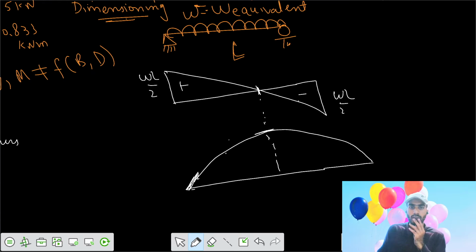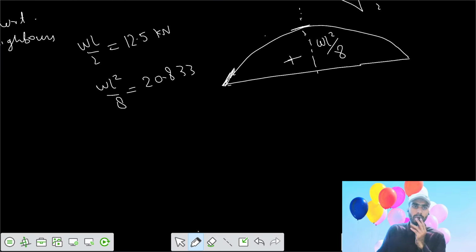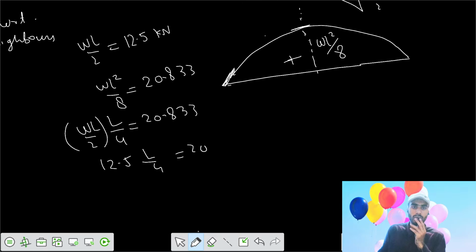We have that result that the bending moment here is WL square by 8, positive. If you substitute the value that WL by 2 is your maximum shear force, and that we equate to what we got, that 12.5 kilonewton, and your WL square by 8 equals 20.833. Then we substitute the value of WL by 2 in this part. I say that WL by 2 into L by 4 equals 20.833. Then we write 12.5 L by 4 equals your 20.833.